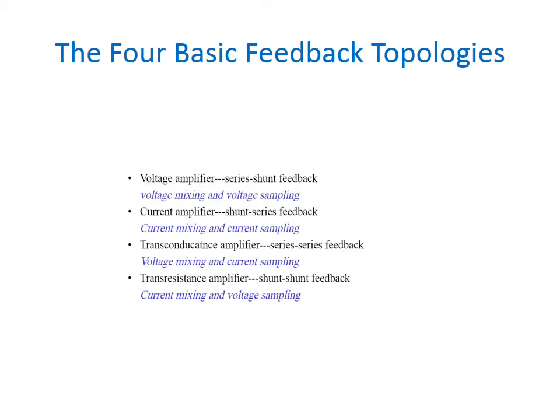So the four basic feedback topologies are voltage amplifier, current amplifier, transconductance amplifier, and transresistance amplifier. Based on the mixing and sampling circuit used in the amplifier at the input side as well as the output side, the type of topology is determined. Mixing has two types, that is voltage mixing and current mixing. Similarly, sampling has two types, that is voltage sampling and current sampling. So based on the type of mixing and sampling circuit, you can determine the type of topology.